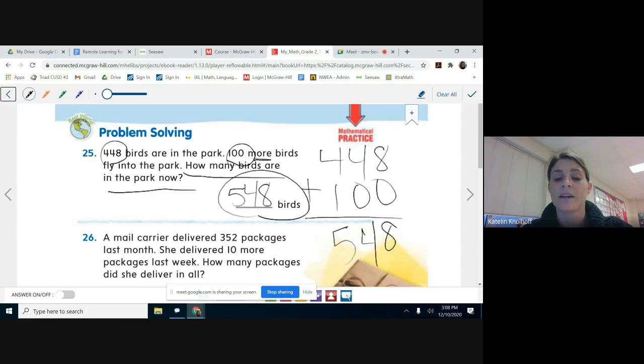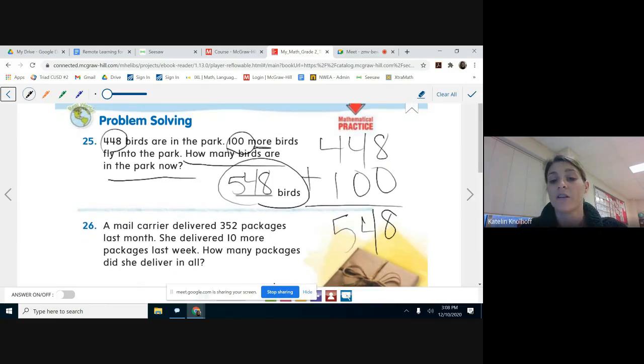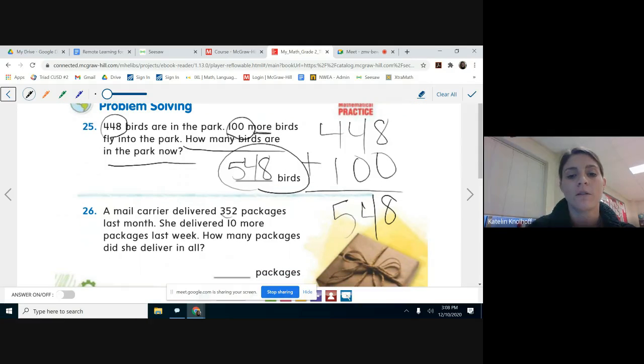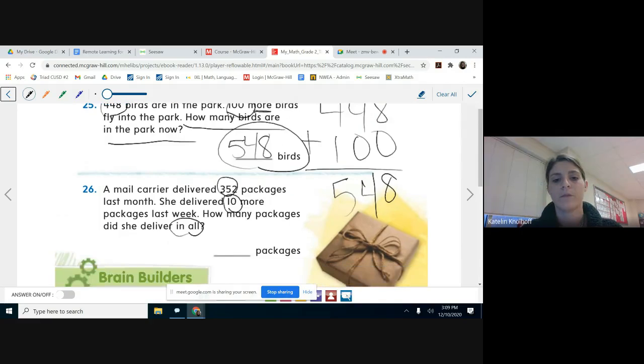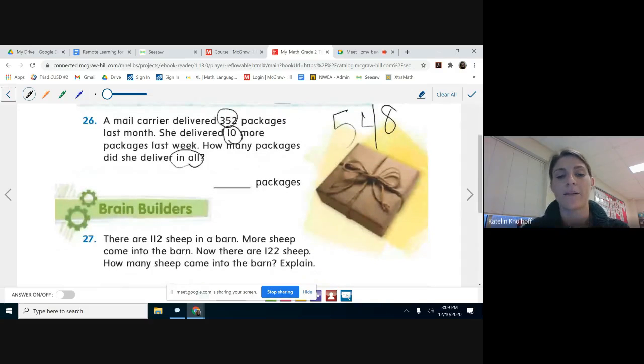You're going to do number 26 on your own. A mail carrier delivered 352 packages last month. She delivered 10 more packages last week. How many packages in all? 352, 10 more. In all is our ding ding word. It tells us to add. Okay. Let's go look at our brain builder. So you're going to come back for 26.